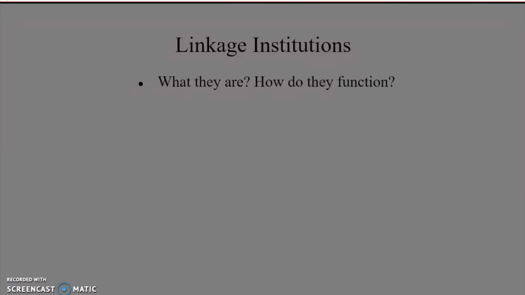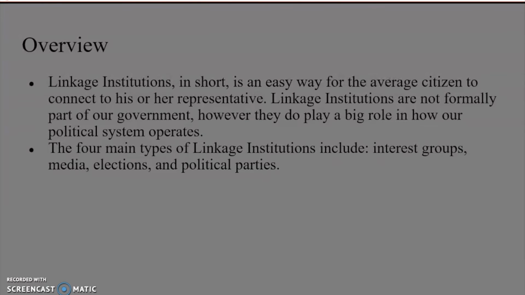Linkage institutions. What they are, how do they function? Overview. Linkage institutions is short. It is an easy way for an average citizen to connect to his or her representative. Linkage institutions are not formally part of the government. However, they do play a big role in how our political system operates. The 4 types of linkage institutions include interest groups, media, elections, and political parties.